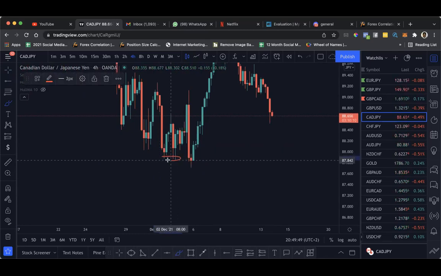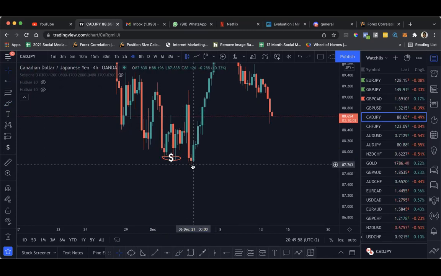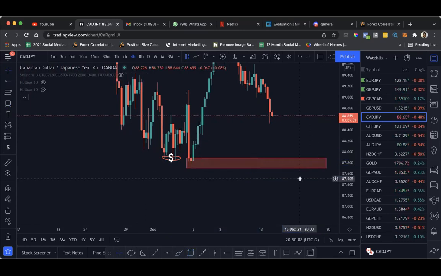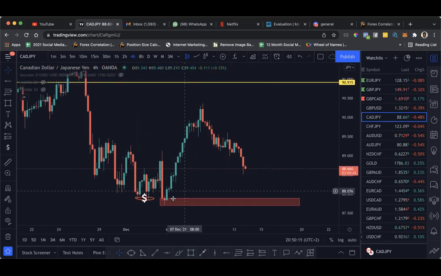You can see this double bottom. This is liquidity right here. And then a lower low was formed over here. So this is an order block, drop base rally, this right here, because it is a demand zone that is lower than where the liquidity grab occurred. And then price took off from the order block.